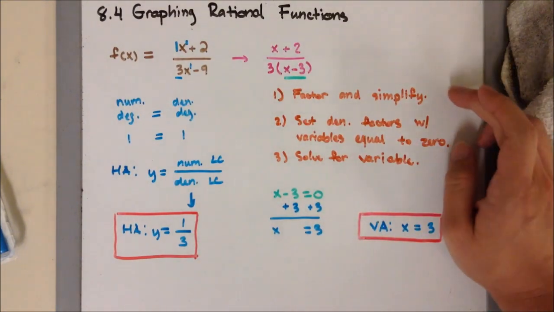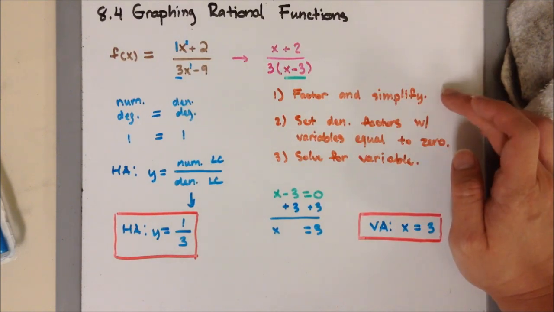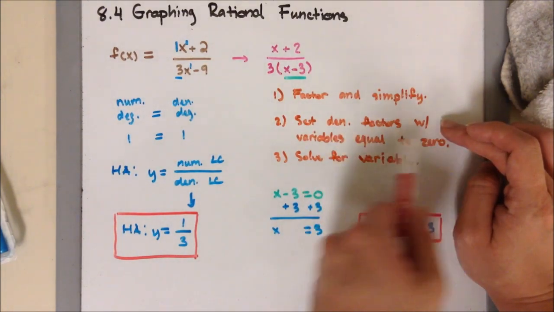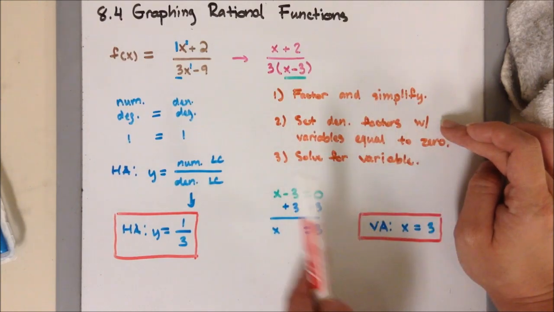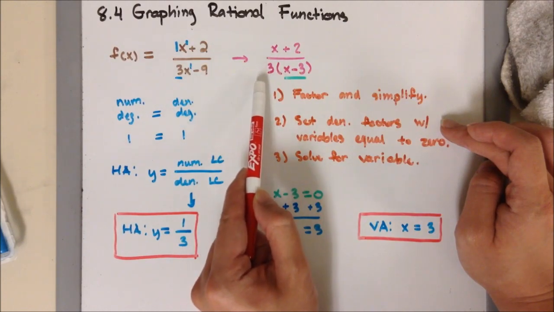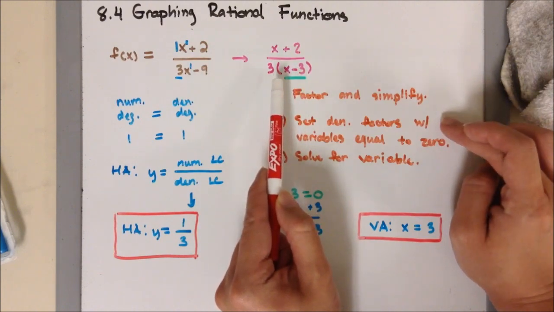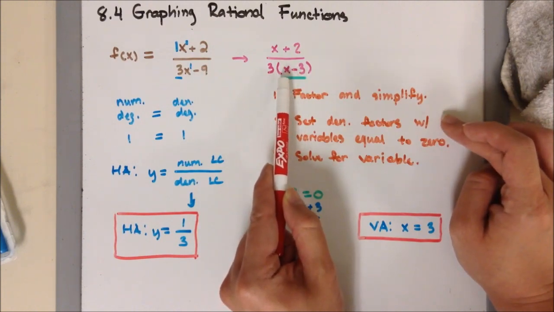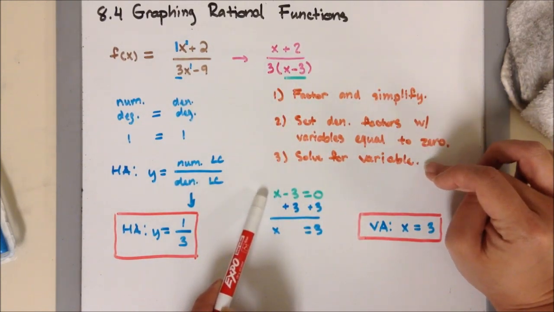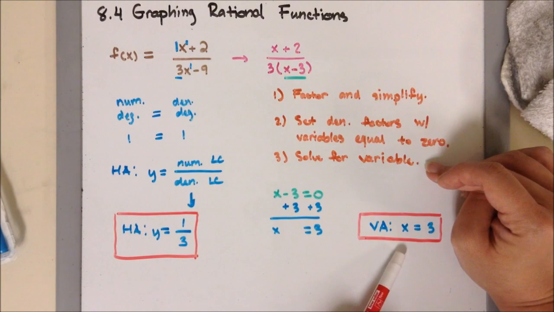So as long as you have these steps on finding vertical asymptote, then you should be fine. Step 1, factor and simplify. Step 2, set denominator factors with variables equal to 0. And the reason I clarify factors with variable is because in this problem you have two factors, the 3 and the x minus 3. And for step 2, you clearly want to focus on the ones that have a variable. So in this case, x minus 3, set equal to 0, just like how I did here. And then you solve for variable, like how I did here. And this is our final answer for vertical asymptote.